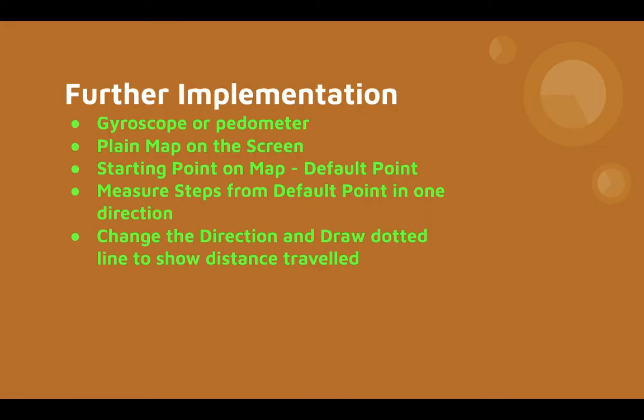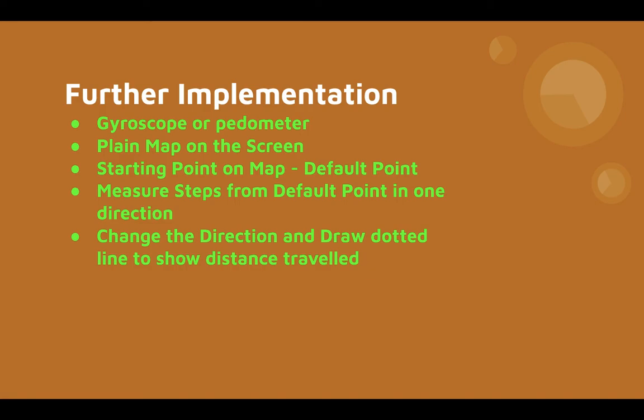Last but not the least is the further implementation, which is further to implementing the accelerometer. It is now important to calculate the number of steps from a point of initialization. This can be implemented using a gyroscope or a pedometer. A plane map will be inserted on the screen, and an initial point will be assumed, which will be considered default. That means the object will always start here, or a person will always start here.